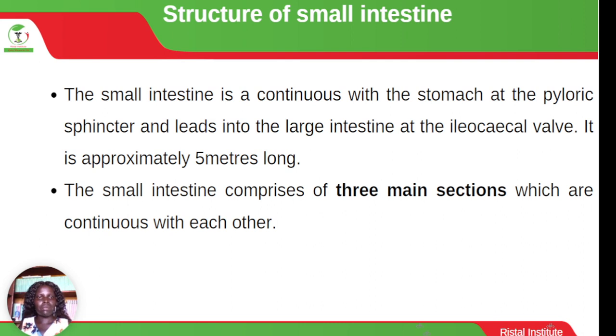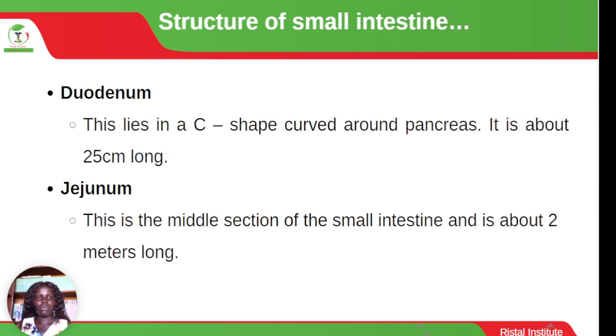Structure of the small intestine. The small intestine is continuous with the stomach at the pyloric sphincter and leads into the large intestine at the ileocecal valve. It is approximately 5 meters long. The small intestine comprises three main sections which are continuous with each other. We have the duodenum, which lies in a C shape curved around the pancreas. It is about 25 centimeters long.